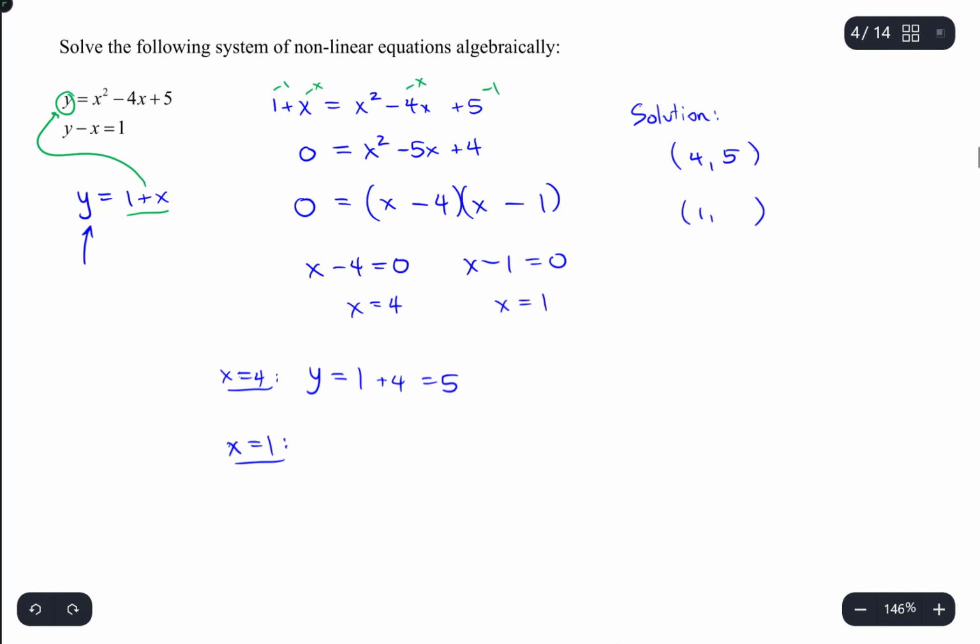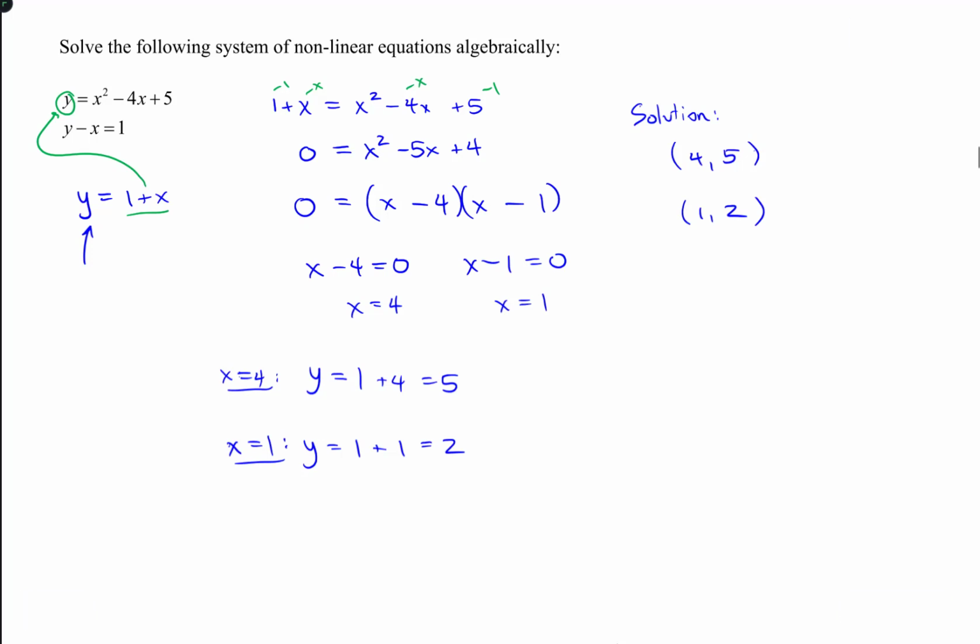And then when x is equal to 1, y is equal to 1 plus 1, which is 2. So 4, 5, and 1, 2 are my two solutions to this system of equations.